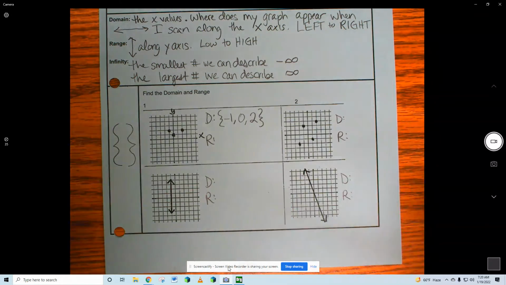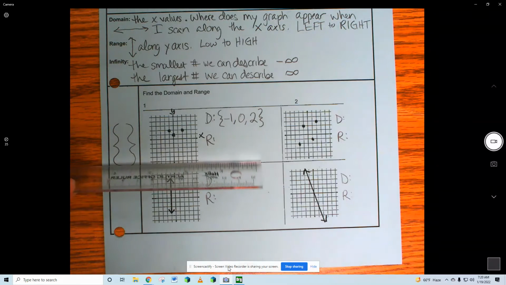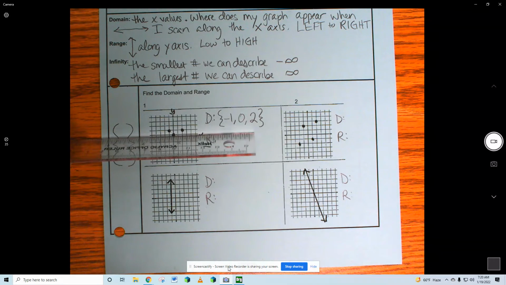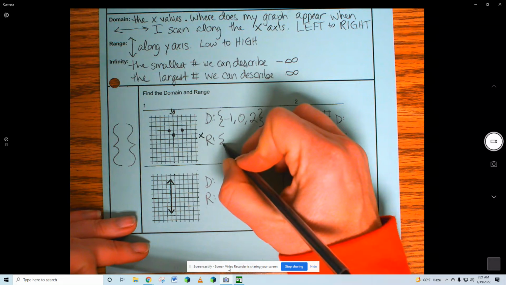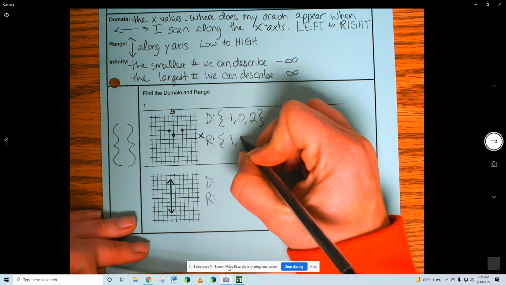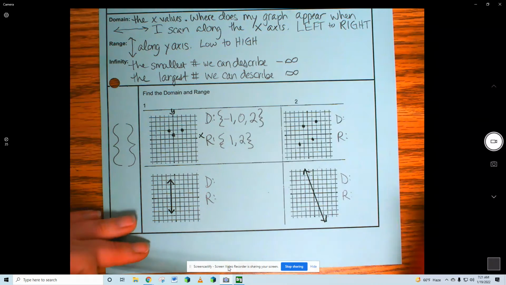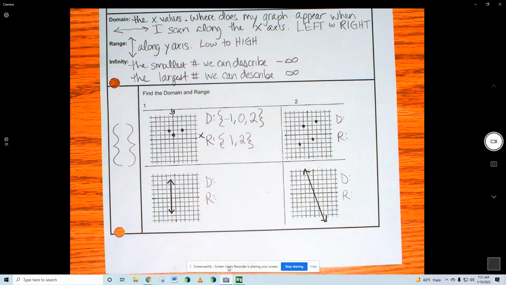Range. Low to high. Where's that on the y-axis? What is that hitting on the y-axis? 1, and then again 2. There are 2 dots on the 2, but I'm only going to write 2 one time.